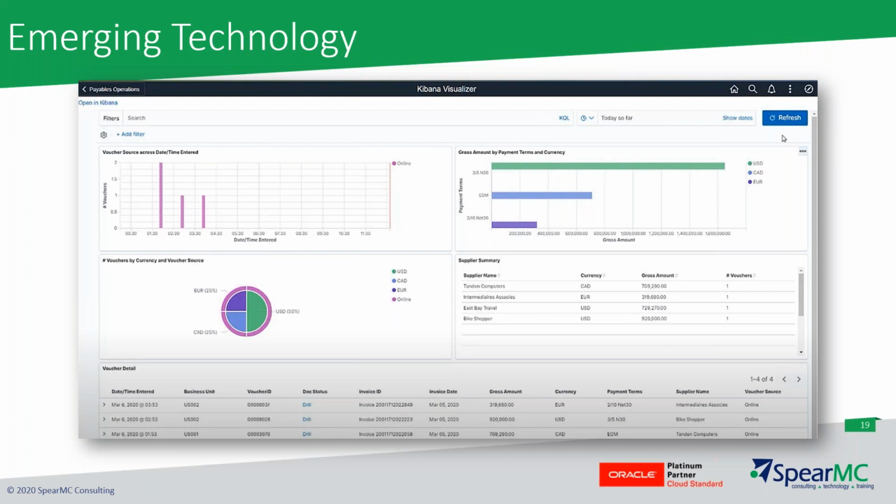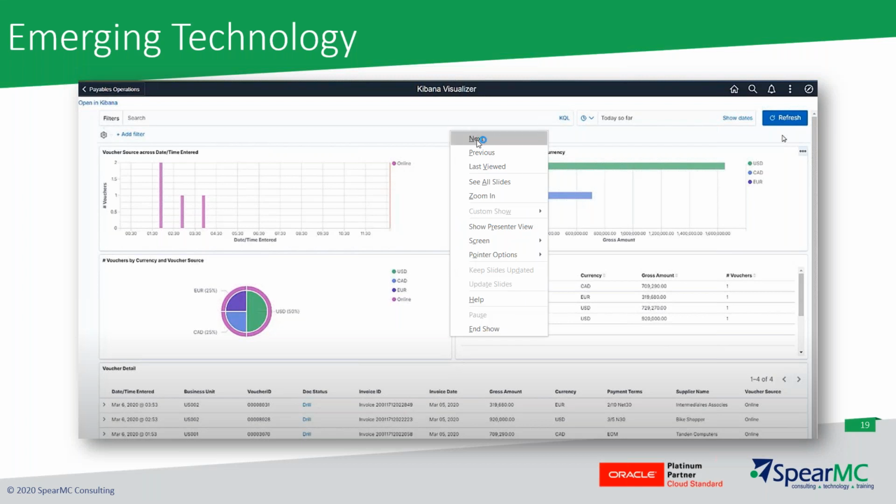In 8.58, you have the functional type of stuff here, and you can see, hard to see a little bit on the screen, but you can see kind of an AP use case here with things like vouchers by currency, sort by source, gross amount, and then you get some details down below. Okay, so that's the first one. Kibana is where Oracle is moving towards in terms of their technology.